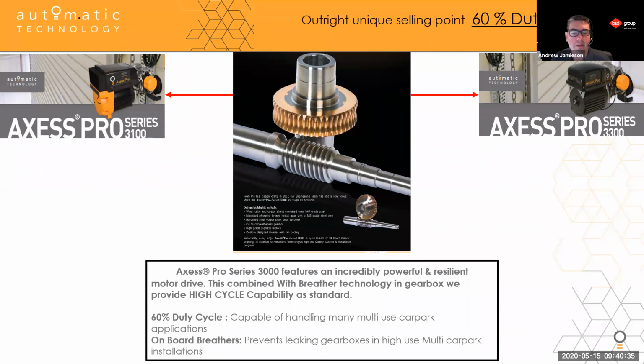And what we can tell you in design, it's done through the advent of the onboard breathers. Okay, so they're dissipating the heat buildup in high cycle activity to ensure that there is no breakage of seals within the gearbox and hence leaking gearbox, which would be a fundamental failure. So the advent of the onboard breathers allows us to get up to this 60% duty cycle, but it also maintains longevity in that underground car park space or high cycle activity space.